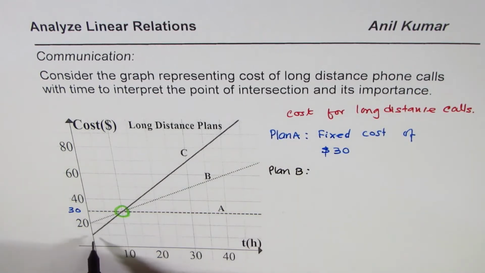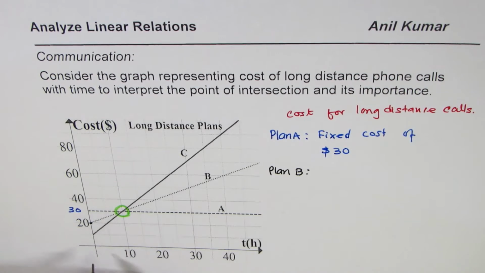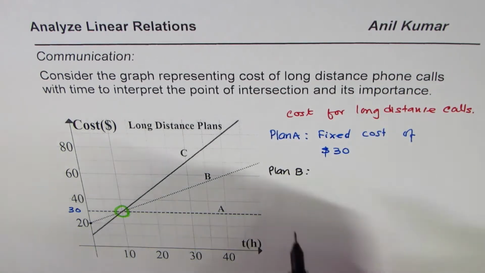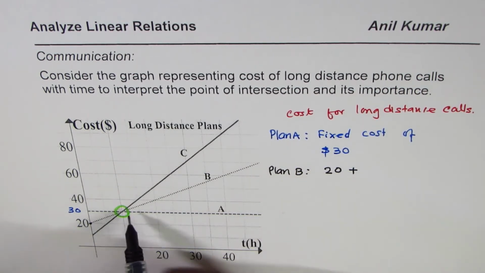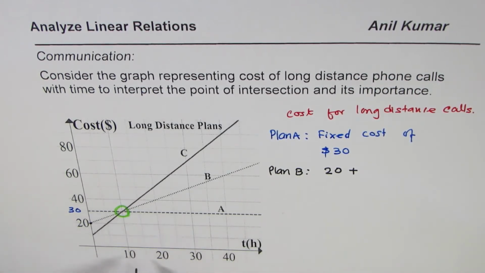Plan B starts at the cost of $20. Whether you talk for a minute or not, you have to pay $20. So $20 is kind of a fixed cost here. So in plan B, you have to pay $20 plus when you talk, you have to pay on a per-hour basis, right? As you can see from here, if you call for 10 hours, you pay $10 over 20, correct? You pay $10 over 20 for 10 hours. That means every hour you pay $1, correct?